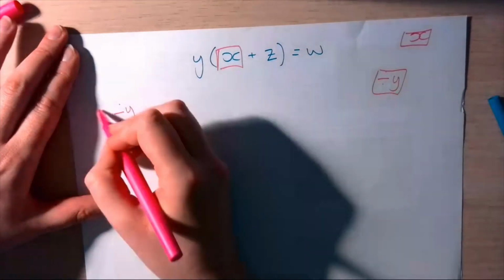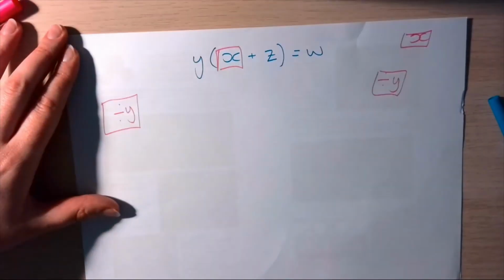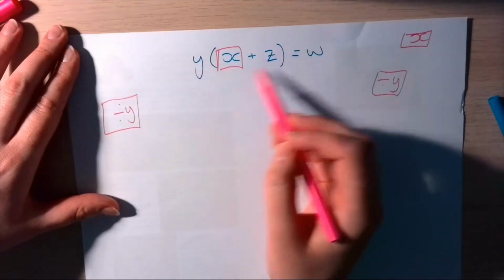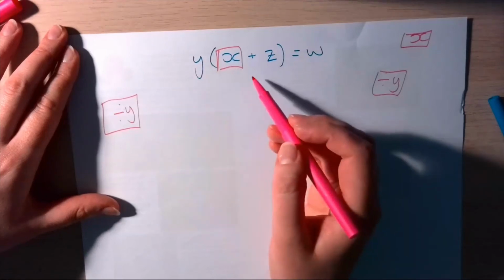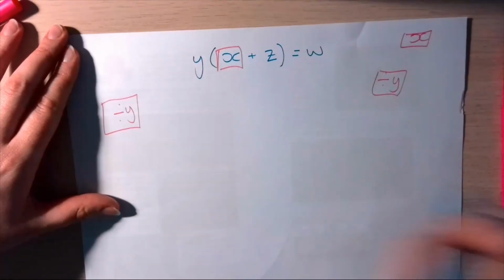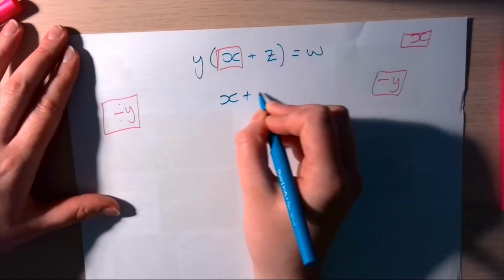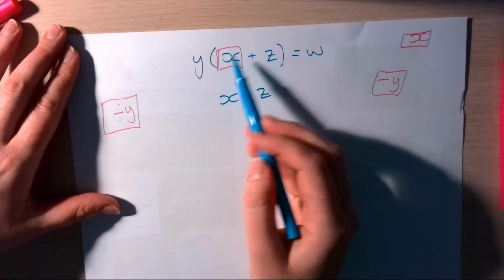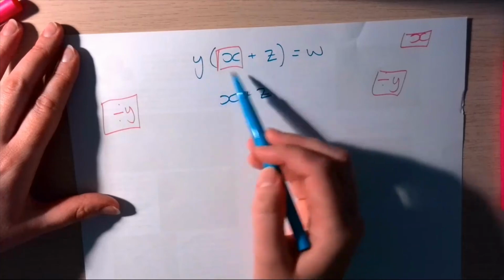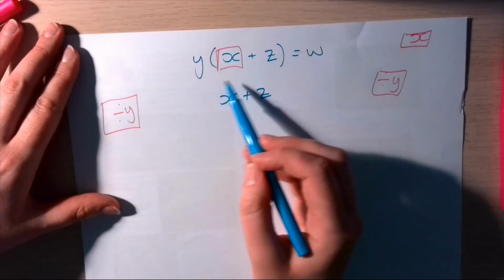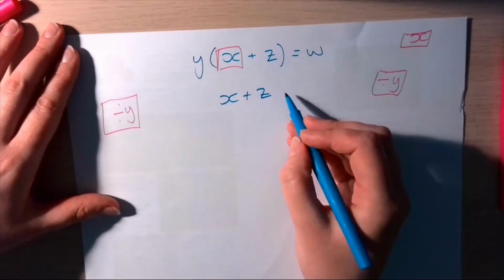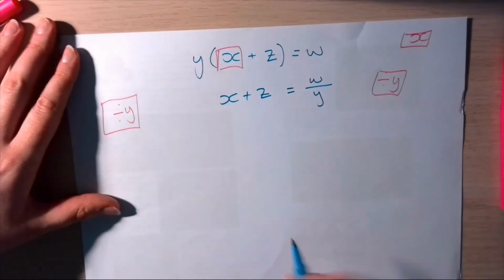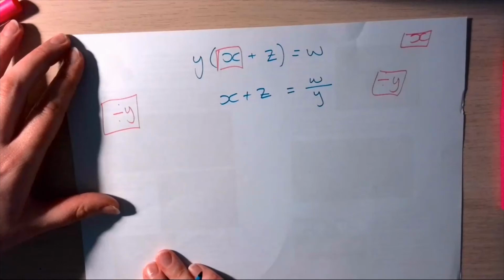Remember, it's got to be on both sides, otherwise that equal sign doesn't mean anything anymore, because it won't be equal. So all of this here has been multiplied by y and then divided by y, which means we just get left with the x plus z. Because x plus z all multiplied by y, then all divided by y just leaves x plus z, because they cancel each other out. And that equals w divided by y. And that's perfectly fine to leave like that.